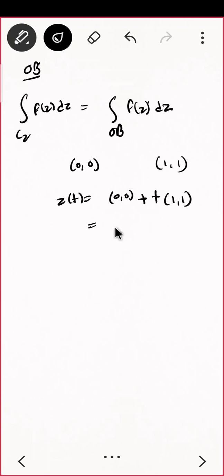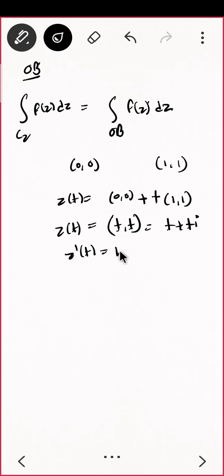So what is the parameter? t comma t is the parameterization. Correct. So z of t मिल गया t comma t. That means what? t plus ti. And what is z dash of t? It is 1 plus i. So let us put it in the function. That is 0 to 1 f of z of t into z dash of t dt.